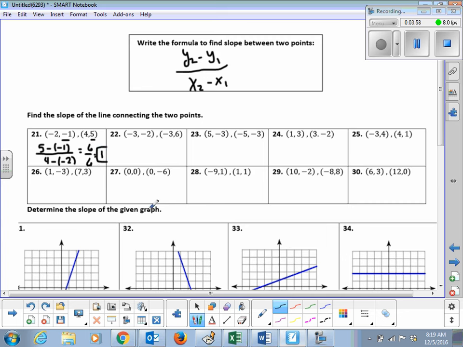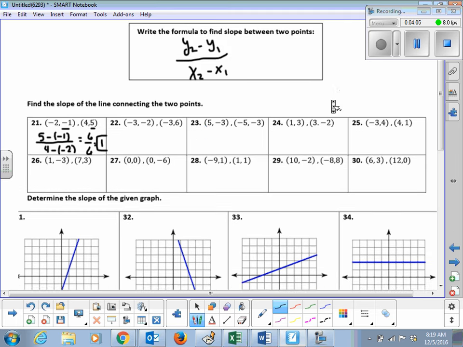Okay, so go through these. Remember to simplify your fractions, and if you get an error or something that says undefined, you need to write that as undefined. That means it is a vertical line.